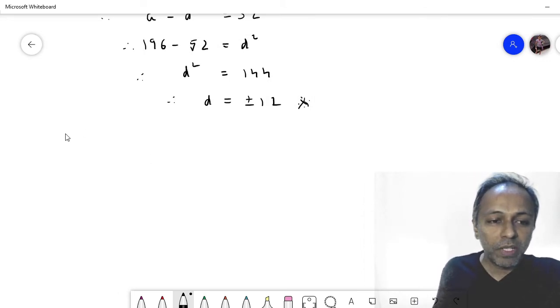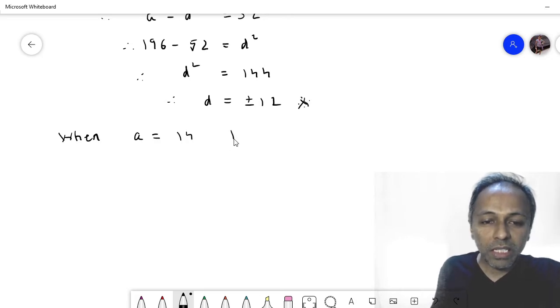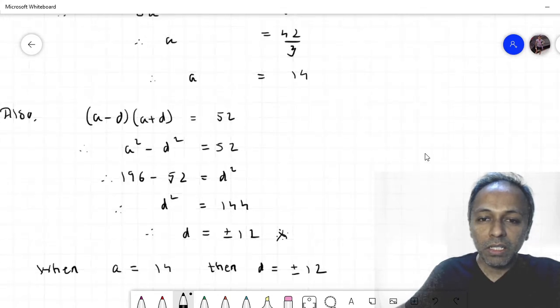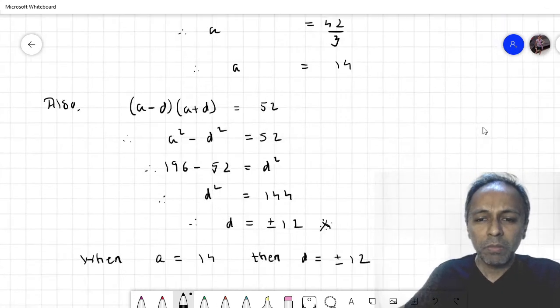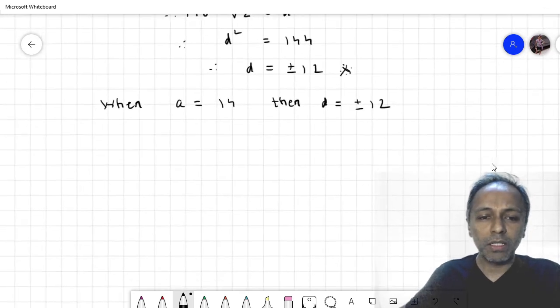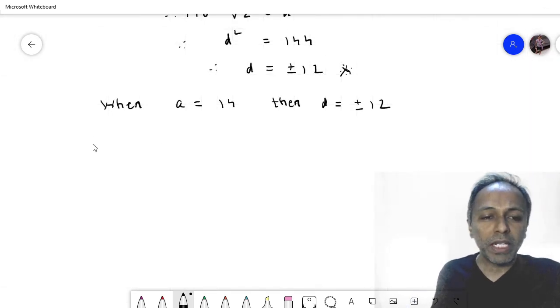So we can now write, when A is, what was A becoming? 14, then D can be plus or minus 12. That is what they have asked: find the first term and the common difference. Because they have not asked what the three terms are, there was no need to mention those three terms. But just let us say we add one more mark question, find the three terms. So this is extra that we are doing.